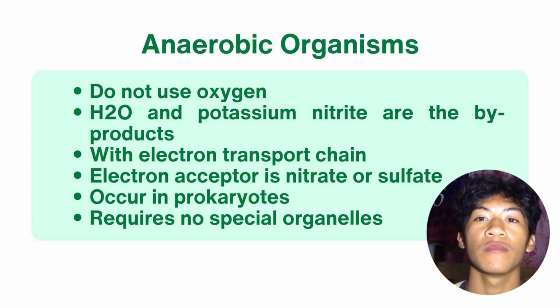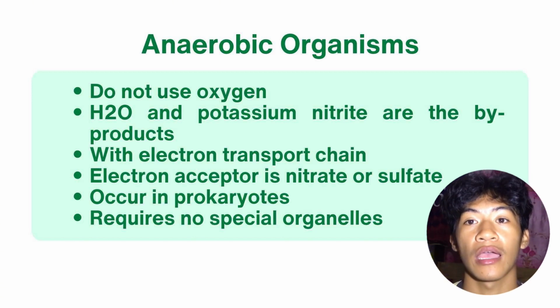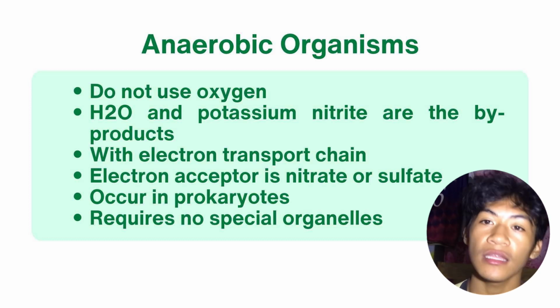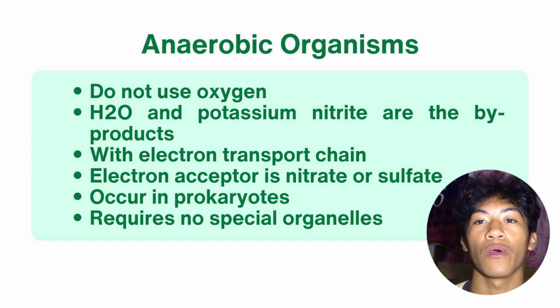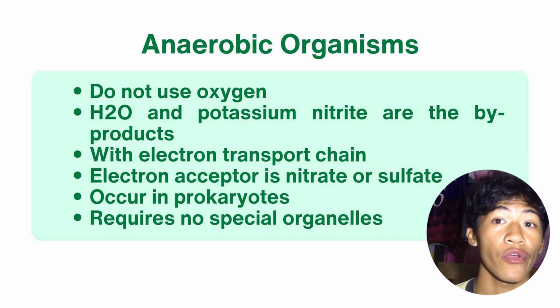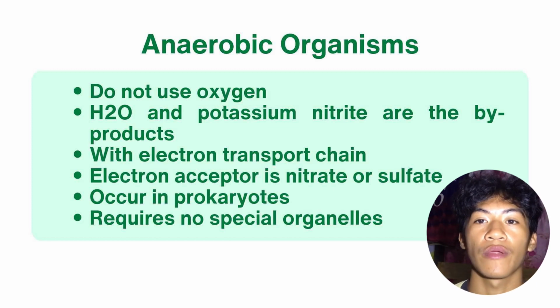Anaerobic organisms that occur in prokaryotes and require no special organelles include bacteria and archaea that thrive in environments with low or no oxygen levels. These organisms have evolved to carry out anaerobic metabolism without relying on specialized cellular structures like mitochondria. Instead, they utilize various metabolic pathways to generate energy in the absence of oxygen.